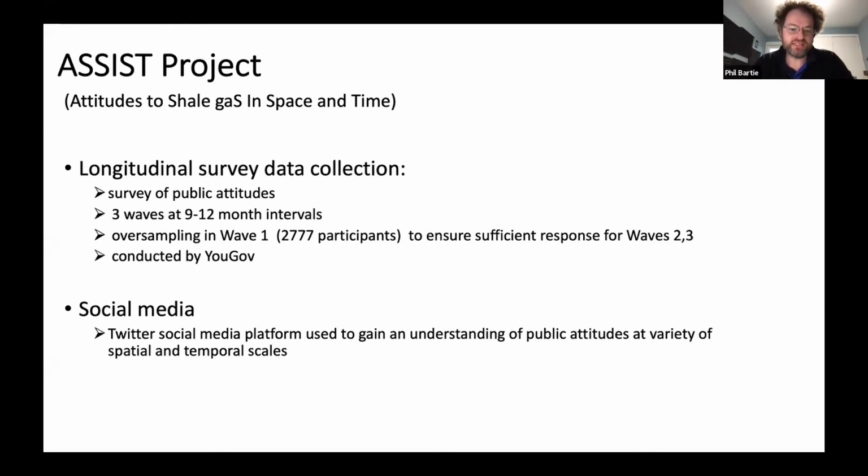And we selected 2,777 in wave 1 because you get an attrition rate, and we're asking the same participants in waves 2 and 3. So we've done the first 2 waves, wave 3 is still to come. So these people are sent a questionnaire with a lot of detailed questions about their attitude. And we're doing those surveys about a year apart.